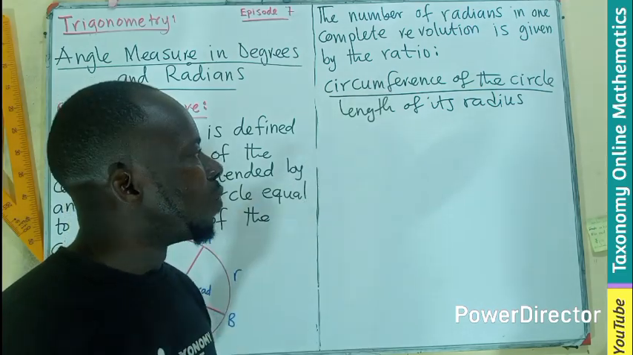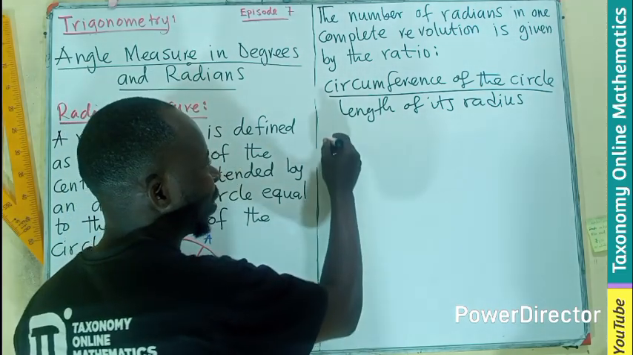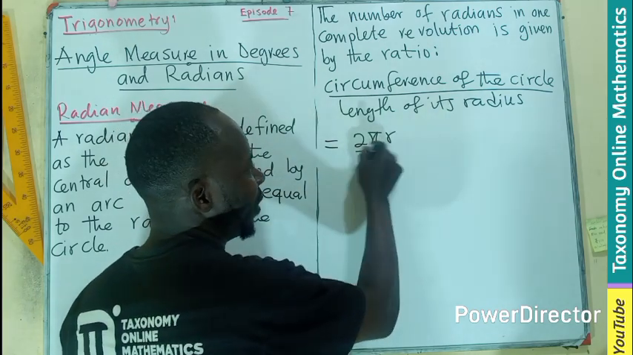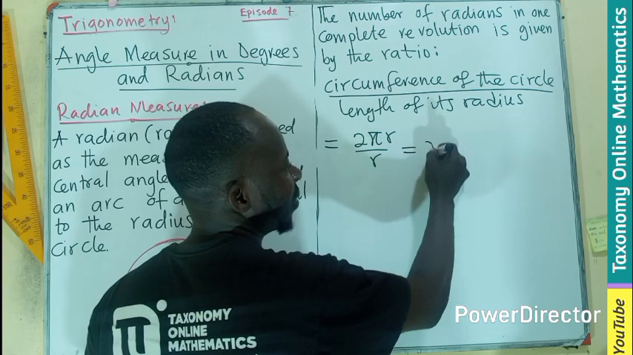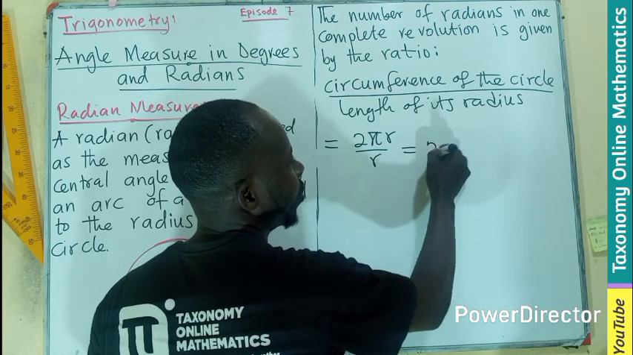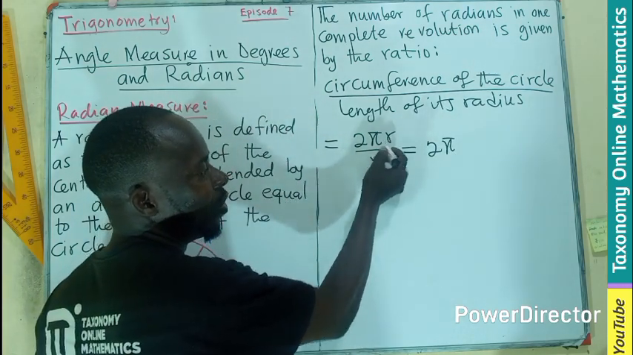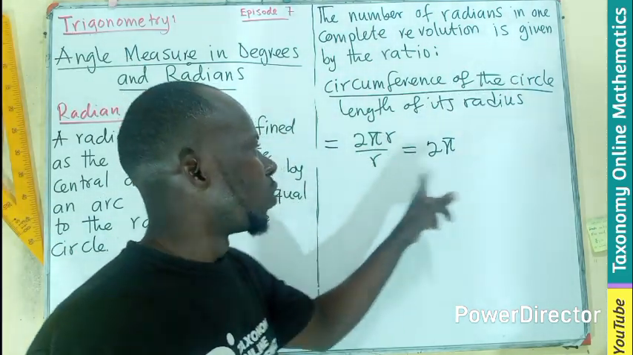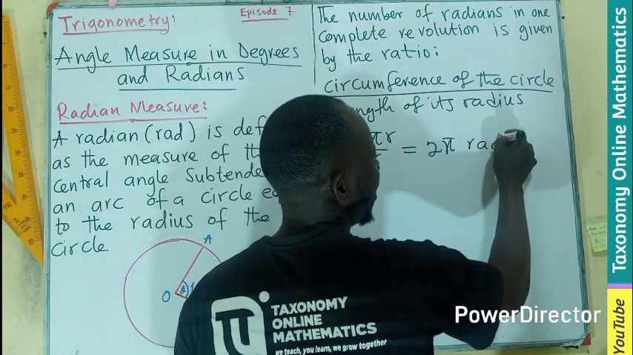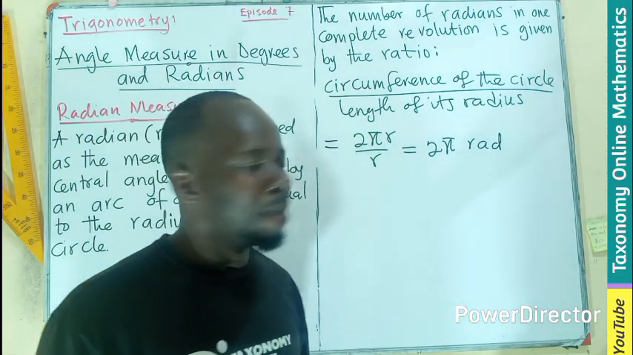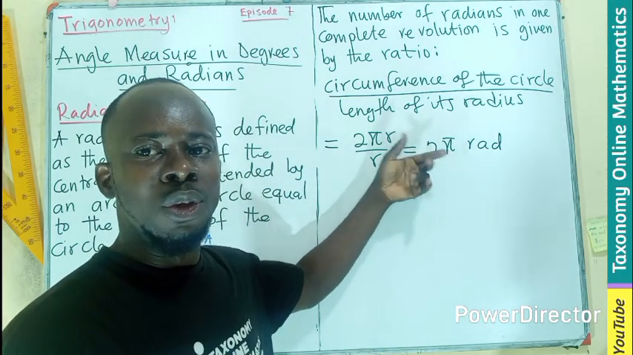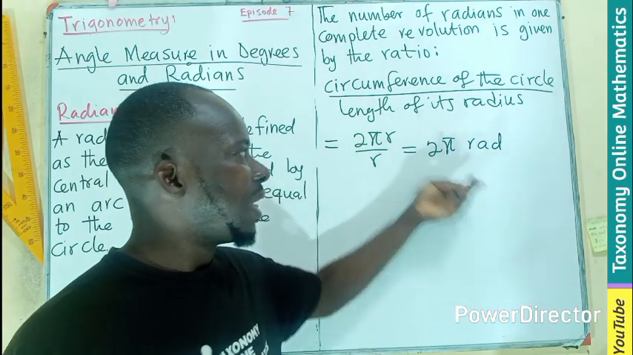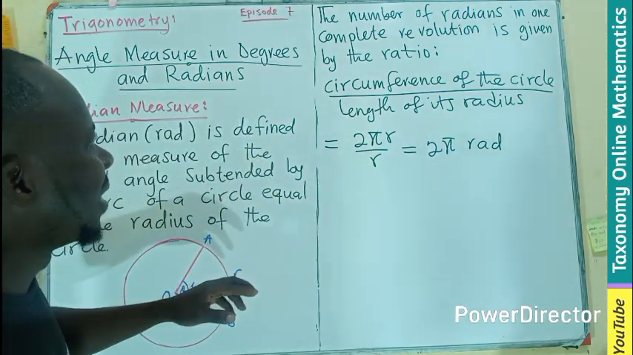Now, how do we find the circumference of a circle? By formula. We know the circumference of a circle is 2 pi R. Then the length of the radius is going to be R. And that will give us 2 pi. The radius will cancel radius, giving us only 2 pi. But what are we looking for? We're looking for the number of radians. So this 2 pi is going to be in radians. I guess that is clear. So this is what we are using to represent the number of radians we are going to get. So if it is 1, 2, 3, this is the value.